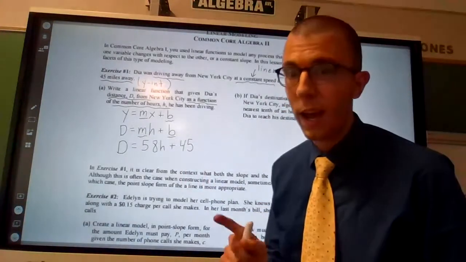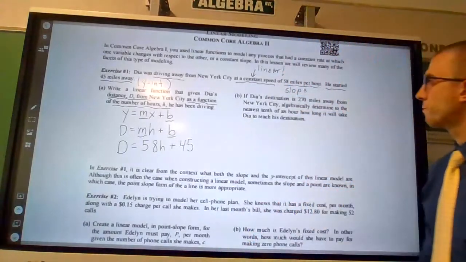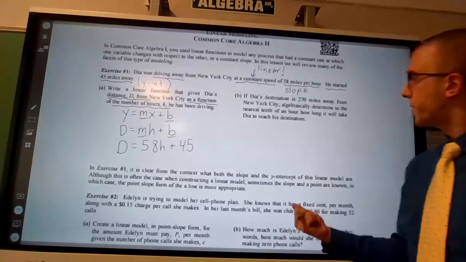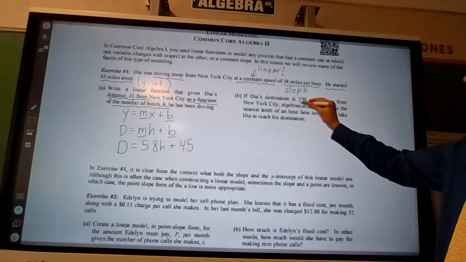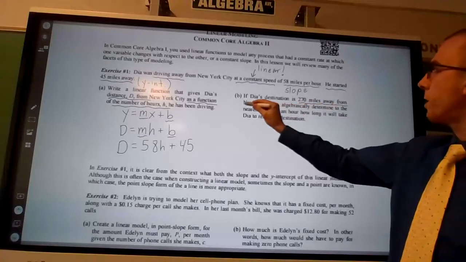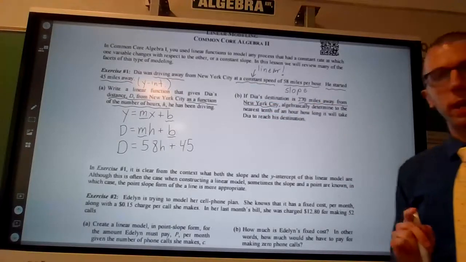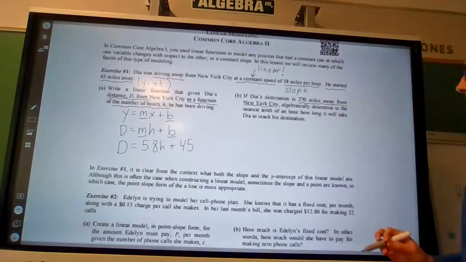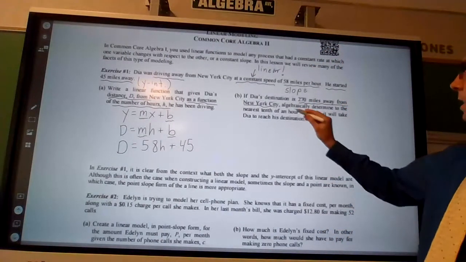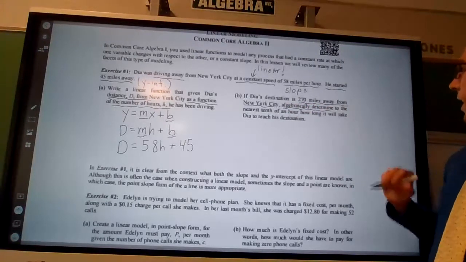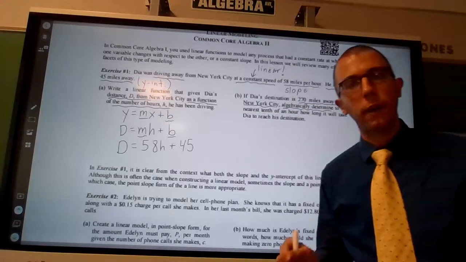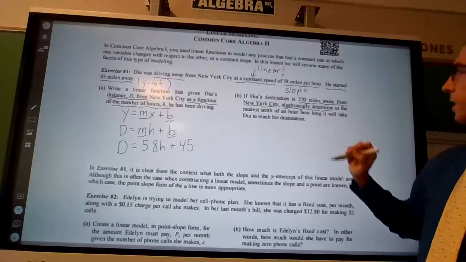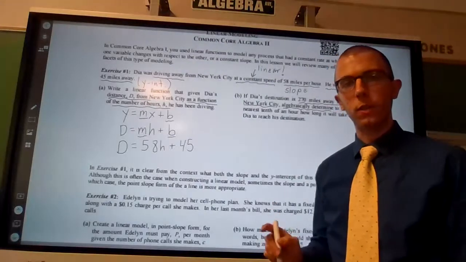And again, guys, time waits for no one. Don't forget that. So now over in B, our conclusion here. If Daya's destination is 270 miles away from New York City, algebraically determine to the nearest tenth of an hour how long it will take Daya to reach his destination. So algebraically determine is a key there. We can't just use our calculators. We have to do this algebraically. To the nearest tenth of an hour, how long will it take Daya to reach his destination.